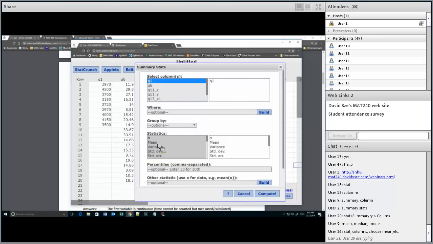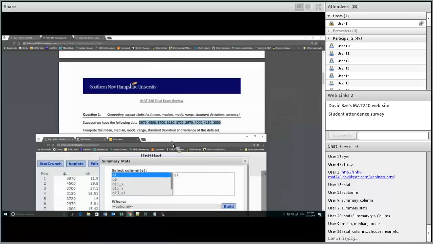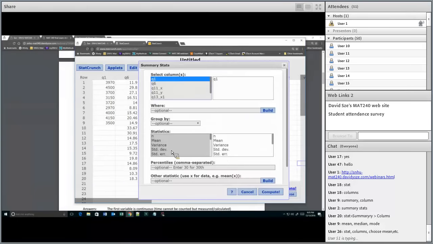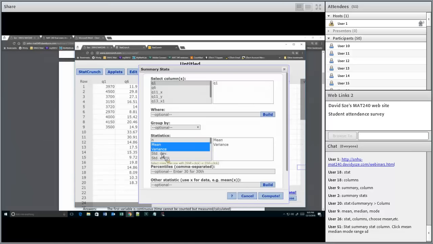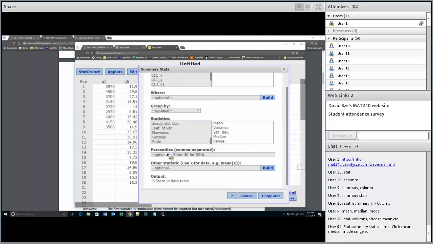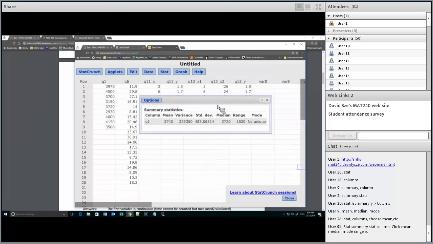And I'll choose all the stats that we were looking for. So we need the mean, median, mode, range, variance, and standard deviation. The mode is at the bottom. You're going to choose all those, and you'll see that they will get highlighted here. Note I was holding my control key as I was selecting these. In order to select more than one, hold the control key on your keyboard and then keep clicking on the stats that you're looking for. Just hit compute. And there you go.